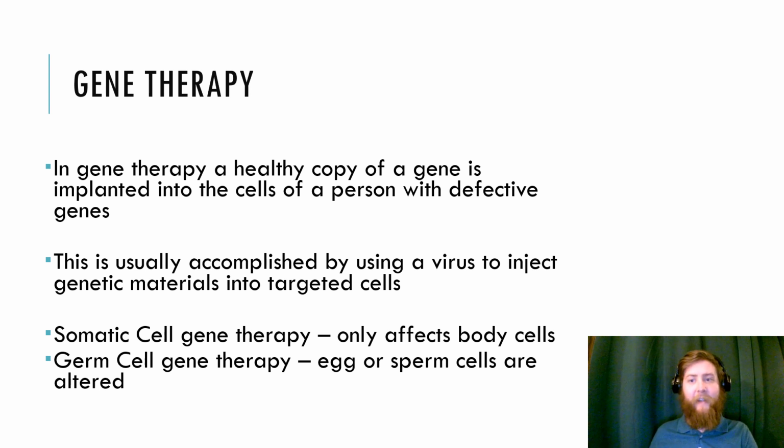And the last topic today is gene therapy. In gene therapy, a healthy copy of a gene is implanted into the cells of a person with a defective gene. This is usually done by using a virus that injects materials into the target cells, kind of like those bacteriophages we talked about in an earlier chapter. And there are 2 types of gene therapy. There's somatic cell gene therapy, which affects only body cells, and there's germ cell gene therapy, which affects egg or sperm cells. Like before, somatic cell therapy would affect the individual that is getting the therapy, and germ cell gene therapy would affect the individual who is being born from that person, the offspring of that person.